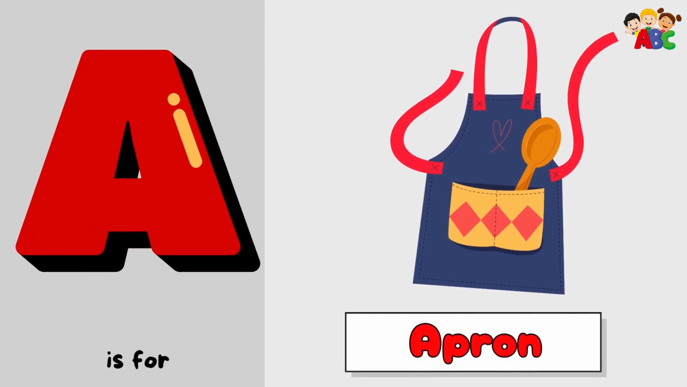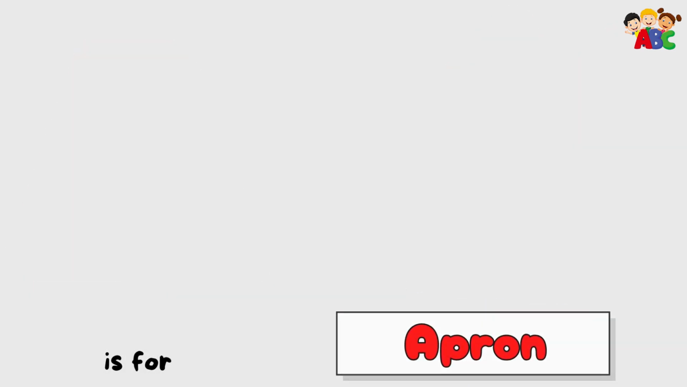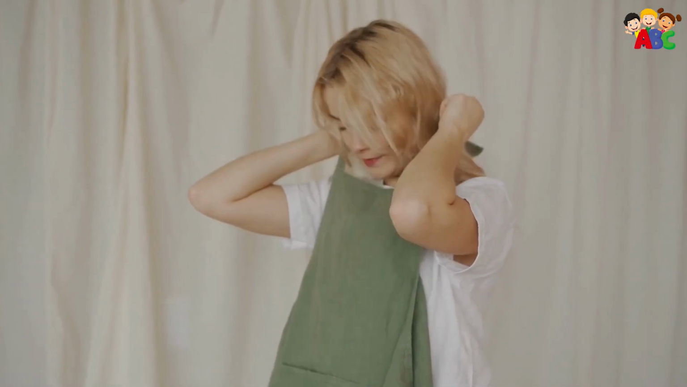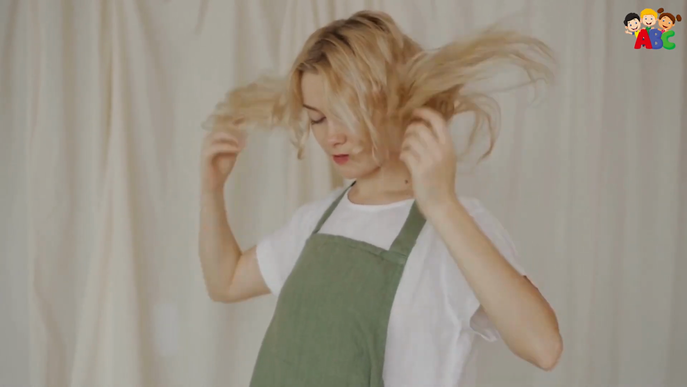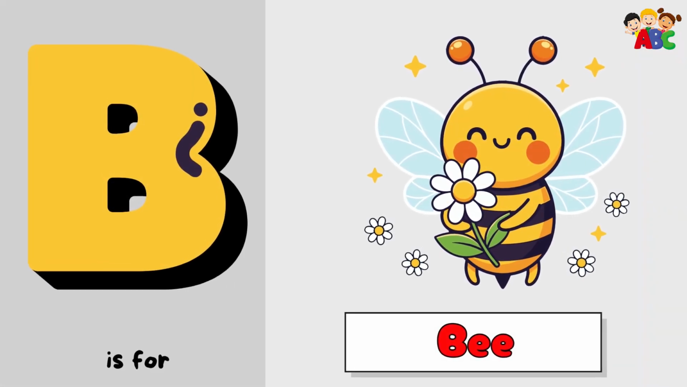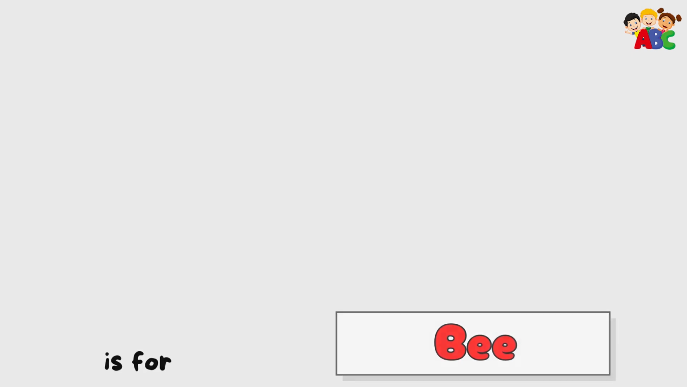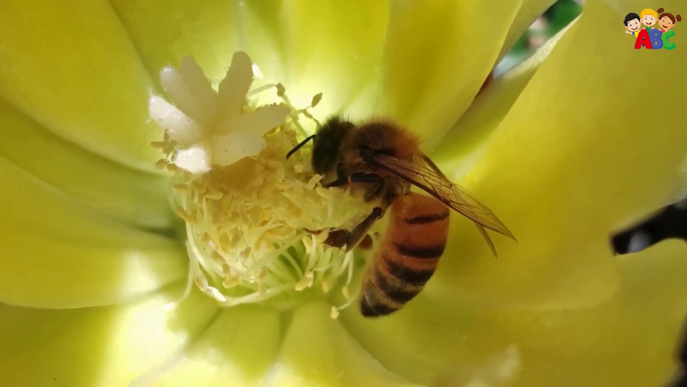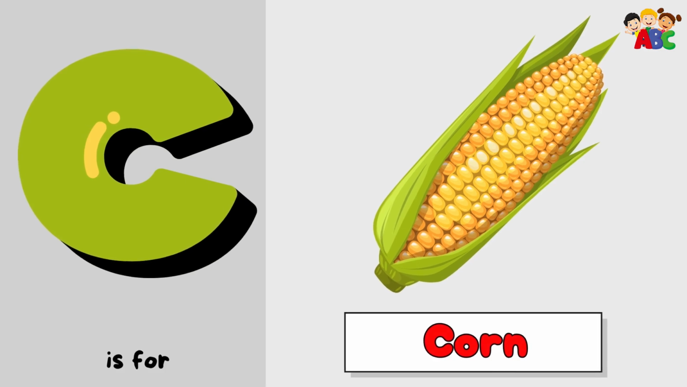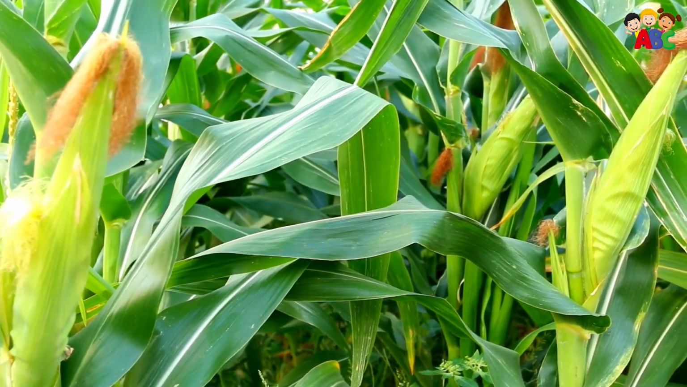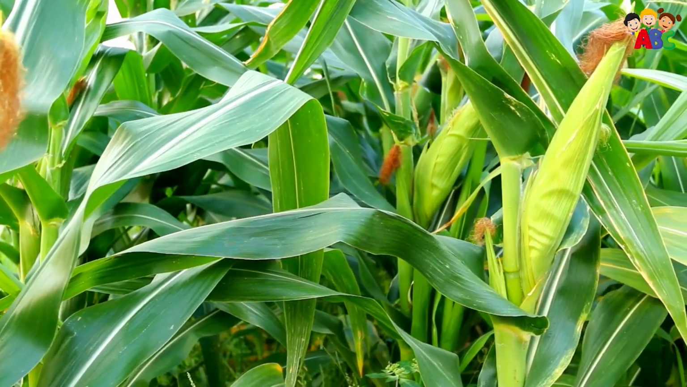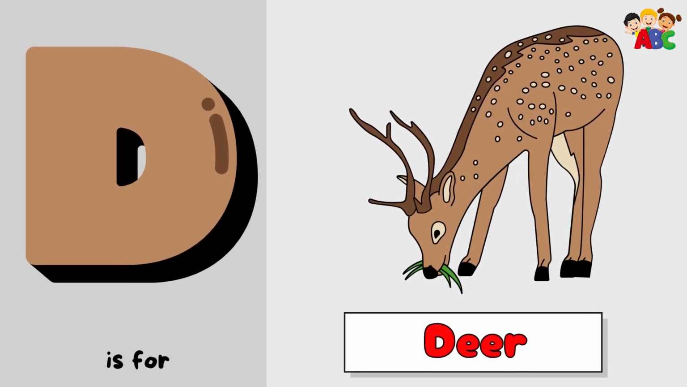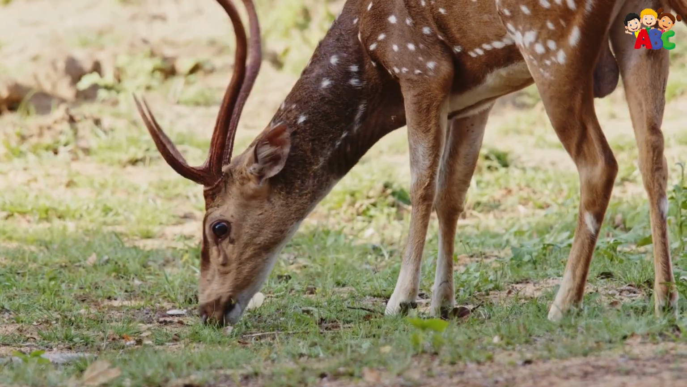A for apron. Apron. B for bee. Bee. C for corn. Corn. D for deer. Deer.